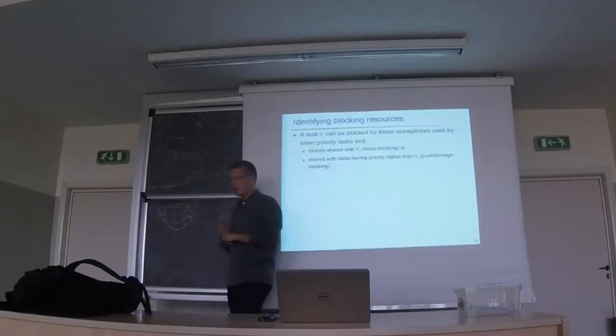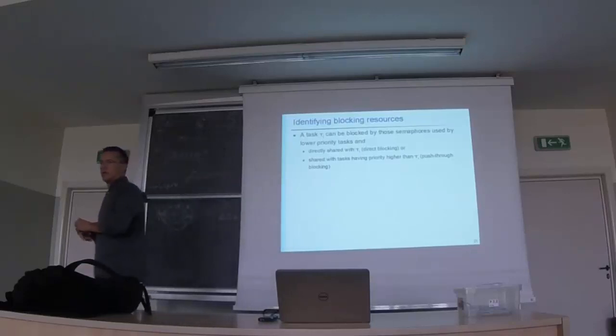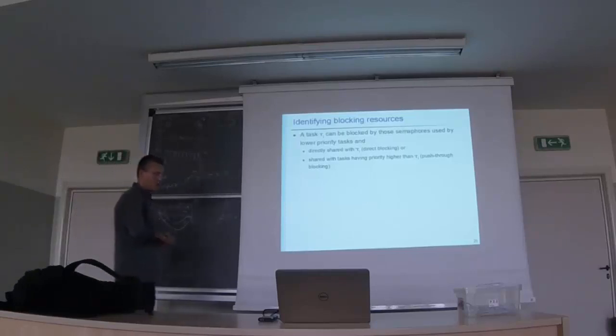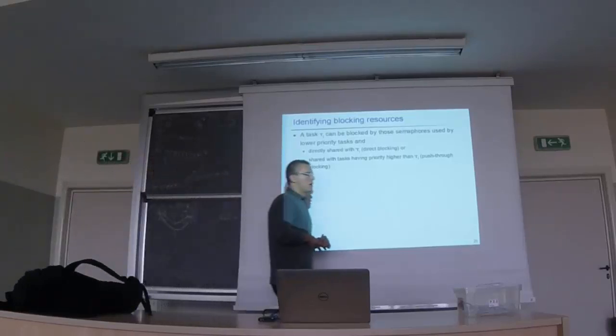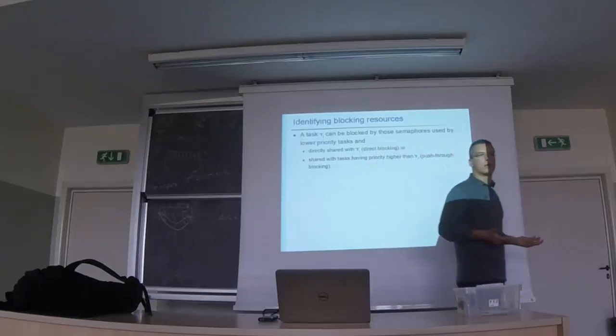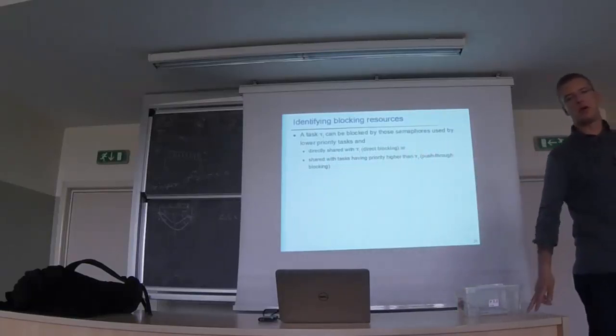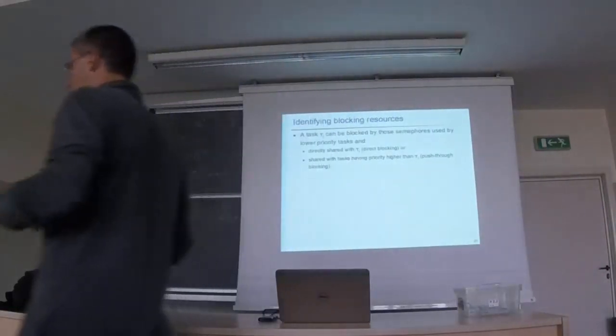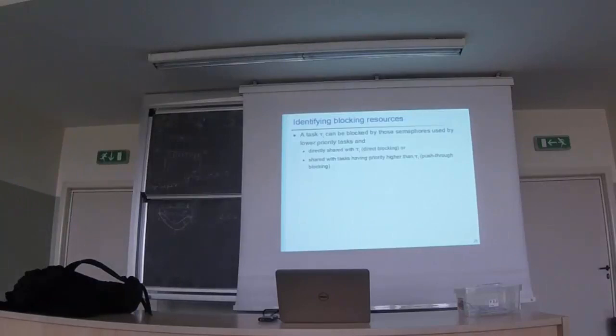How many times can a task be blocked? A task, of course, can be blocked when accessing a semaphore. If it is not able to access that semaphore, then it's a direct blocking. So trivially, a task is blocked whenever it shares some resource in a blocking semantic with a low priority task. This is the typical direct blocking.